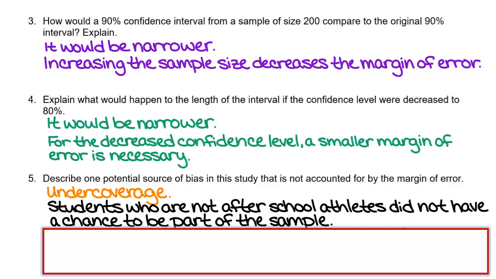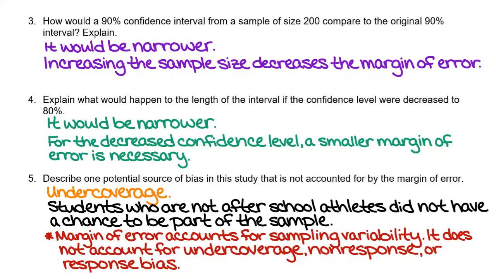The margin of error accounts for natural sampling variability. The margin of error will not fix undercoverage, non-response, or response bias. The reason we have a margin of error, instead of just looking at our point estimate and saying, yep, that's what the population proportion is, we have this margin of error so that we can hopefully capture the true population proportion. But that does not account for a bad sample. Does that make sense?